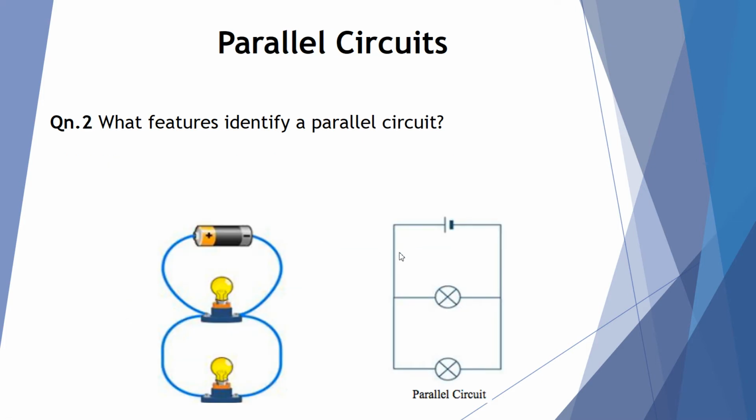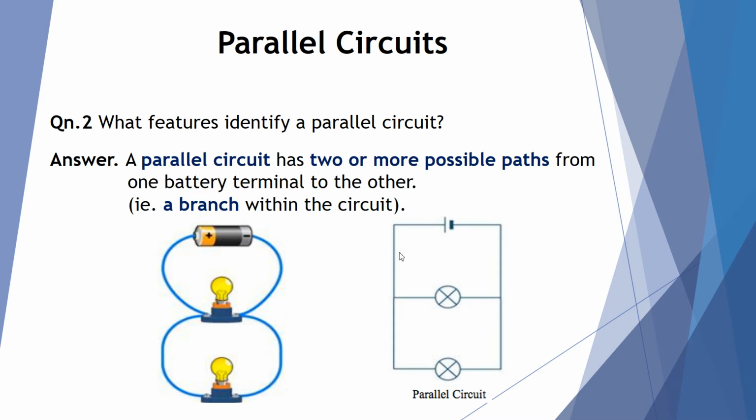What feature identifies a parallel circuit? Some of you might be able to see this straight away. A parallel circuit has two or more possible paths. So again, from the positive terminal, current travels along. It gets to this point, and there's one choice whereby it can flow through the first light globe in the first branch, or the current may choose to continue down and flow through the second light globe and return all the way back to the negative terminal.